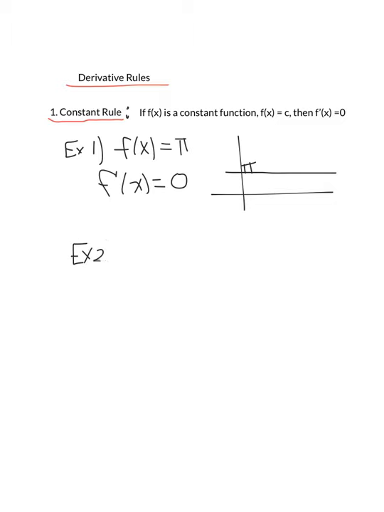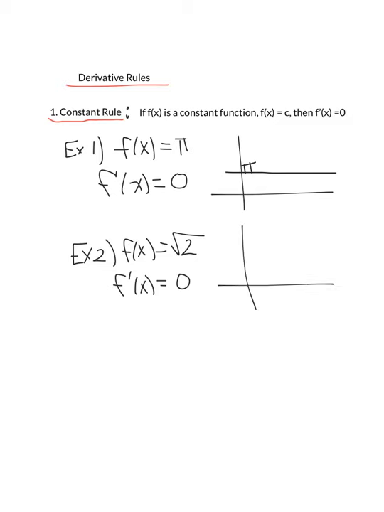My second example is f of x is equal to root 2. Again, there's no x variable, and so we know that this is a constant and the slope will always be 0, so my derivative is equal to 0. Again, this is just a horizontal line at root 2, so we have the slope of the tangent being 0.